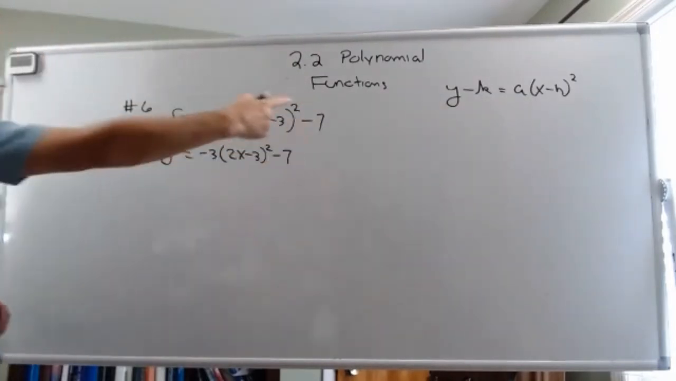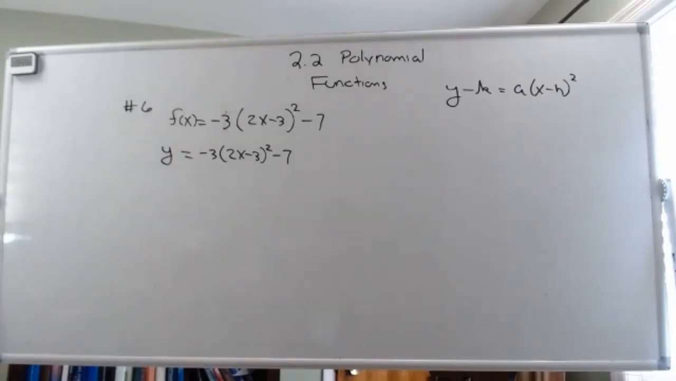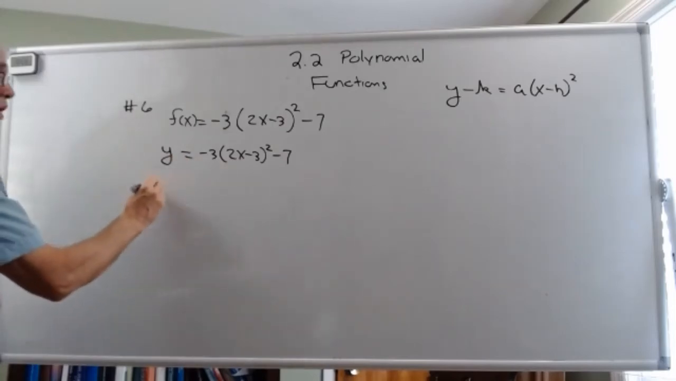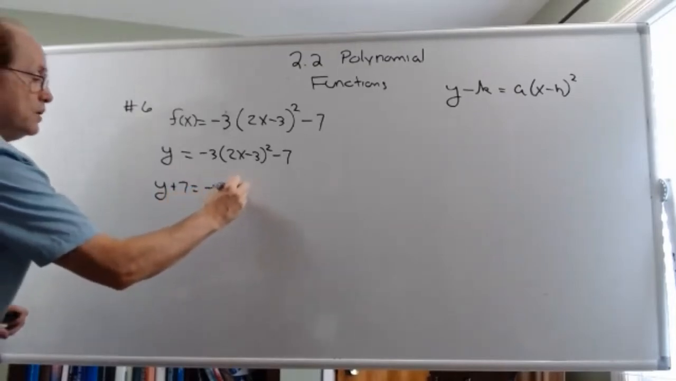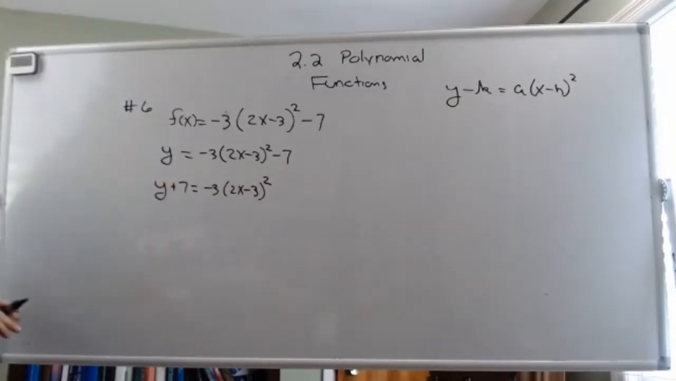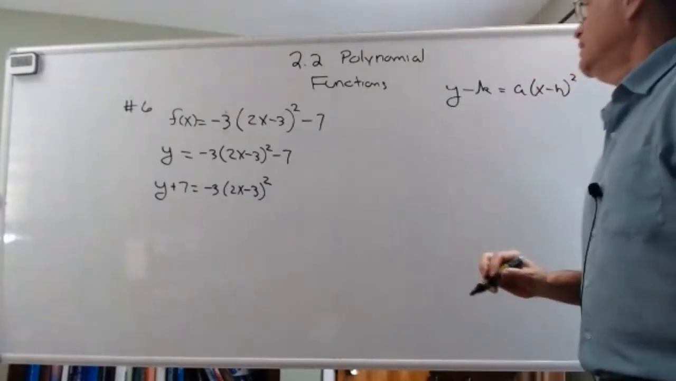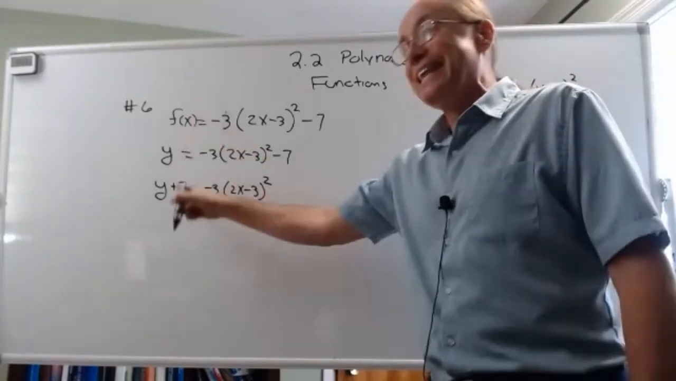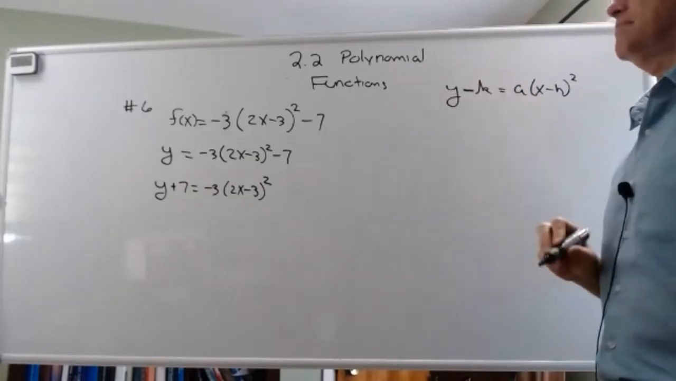So first step is let's move it over. So the negative 7 comes over as a positive 7. Well, I'm going to show you where the vertex is. Let's just see where the vertex is. So I get y plus 7 is minus 3, 2x minus 3 quantity squared. Now, notice I have a coefficient of 1 over here. I'm getting my k. I can see my k directly. My k is a negative 7, not a positive 7, because the formula already has a negative sign built in.